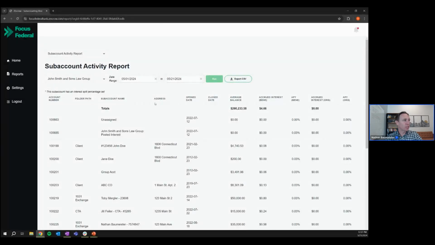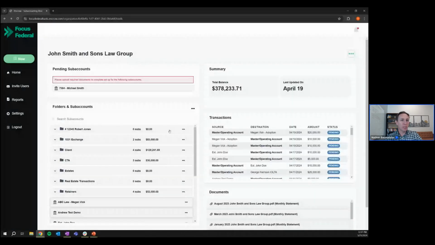You could export the data into a CSV file. So a lot of different options from a reporting perspective. I think the biggest thing that we like to take away is that, when you have a law firm or property manager, someone who's using the platform, the data for those accounts is theirs, right? So they should have access to it in reporting and statements as well.